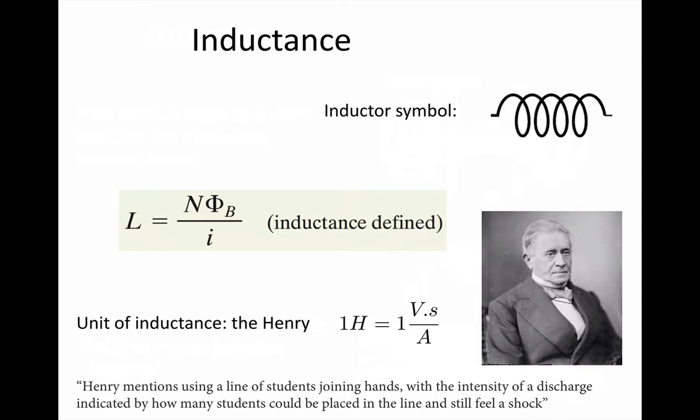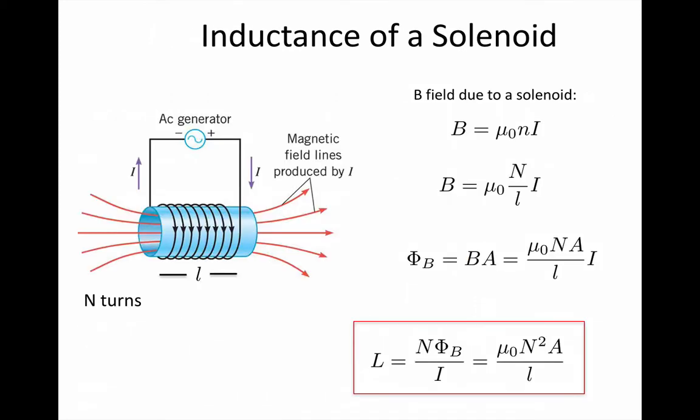The equation for inductance means that if a solenoid has a large inductance, it produces a lot of flux per unit of current. So, how can we calculate the inductance of a coil? Now we have already derived the equation for the magnetic field due to a solenoid, and we found it was B, the magnetic field, equals mu naught times the current I times little n, and remember that little n was the number of turns per unit of length.